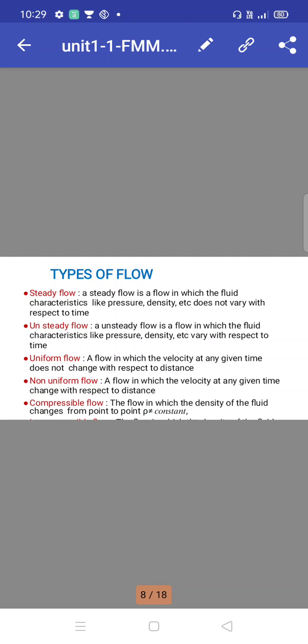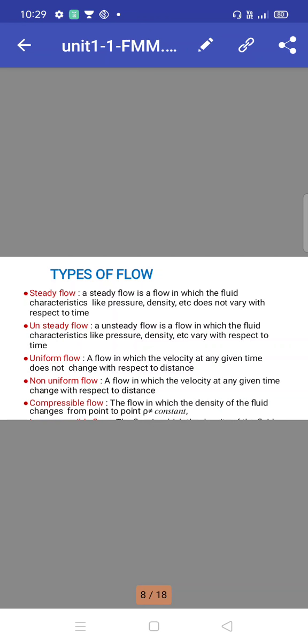On a flat surface the velocity may have different flow rates, and on a slope it may have different flow rates. That should be avoided. We need to keep things in the same manner. We have to maintain the same velocity on both the slope and the flat surface. Whatever the surface may be, we need to maintain the velocity within the limit. So that is uniform flow.